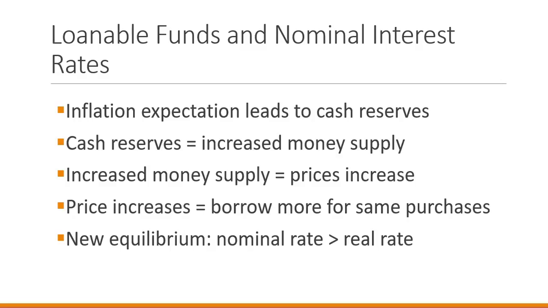And so there's an increase in supply, which initially would drive the interest rate down, but then there's a corresponding increase in demand, which drives the rate back up, and the combination of those two factors produces a new equilibrium, and it's going to be a higher rate than the real rate. So once we factor in the inflation component of the interest rate, we have a higher rate. The nominal rate is greater than the real rate.